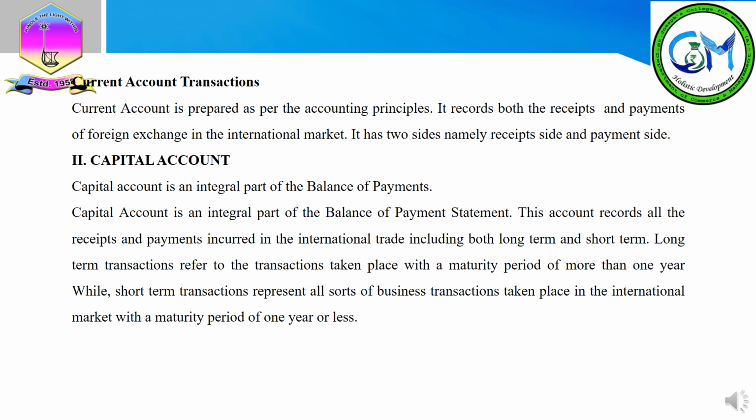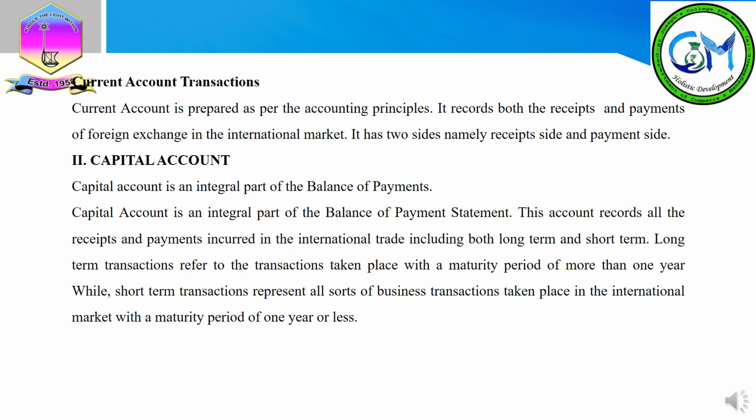Then the second part of the balance of payments is the capital account. The capital account is an integral part of the balance of payments. The capital account records all the receipts and payments incurred in international trade, including both long term and short term. Long term transactions refer to transactions taking place within a maturity period of more than 1 year.